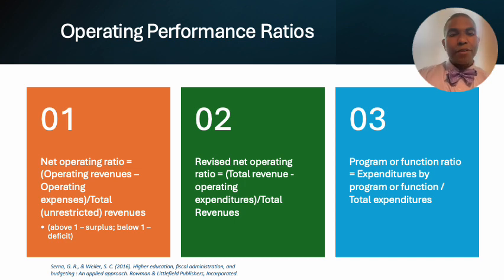Now, the operating revenues, operating expenses, and the non-operating revenues, you find this kind of information in the statement of revenues, expenses, and changes in net assets for the public colleges and the statement of activities for the private colleges. Okay, so just to let you know where to find that.